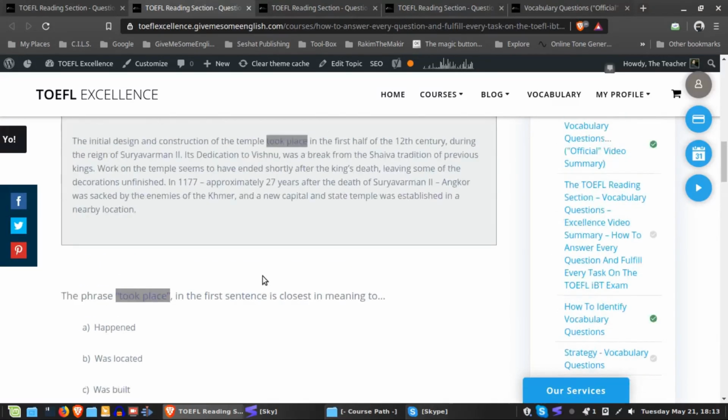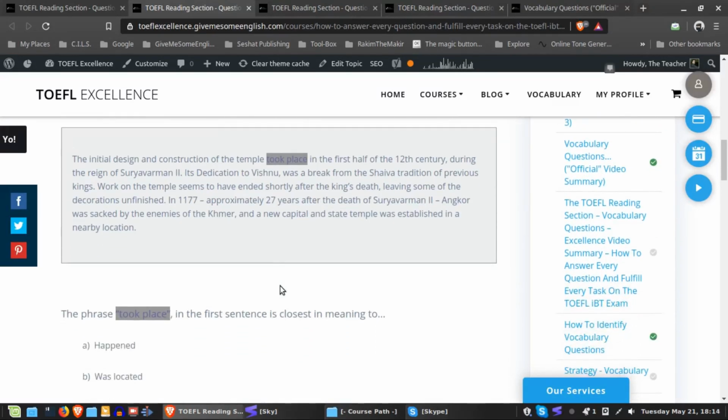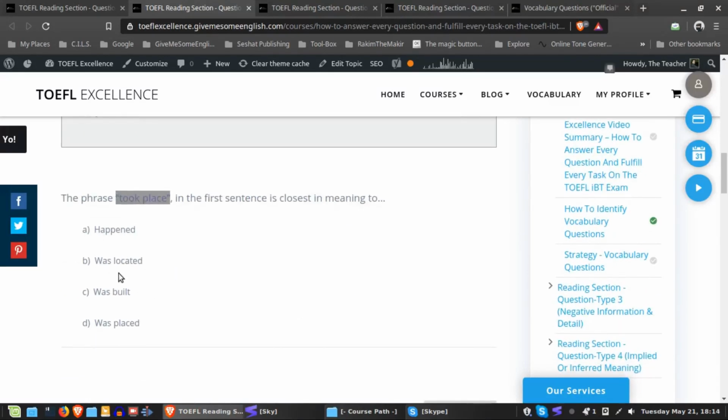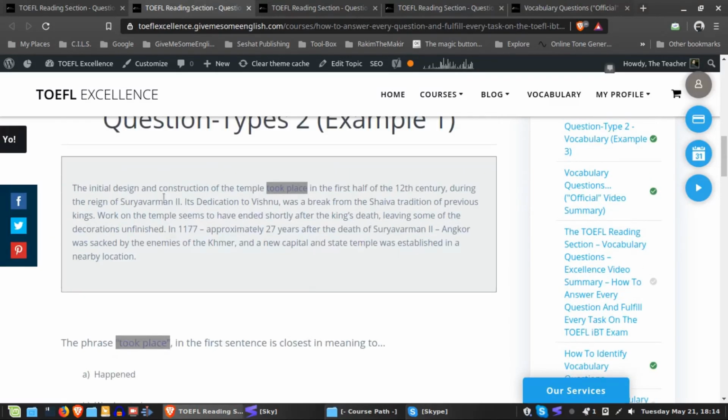So let's go to the reading passage. Now here, assuming that we didn't know what the phrase "took place" was, we didn't know that it meant "happened," so we think maybe it was located. So we have to read the sentence that the phrase is in. Now, luckily, the phrase or the word will also be highlighted in the text, so you don't have to bother with any of the other sentences here. You just read the first one.